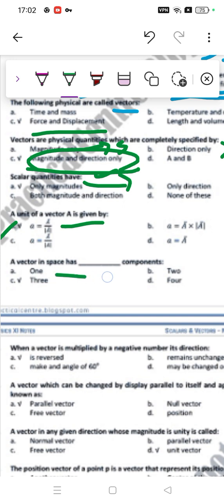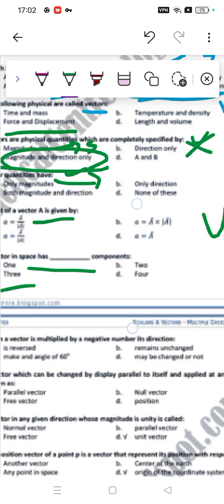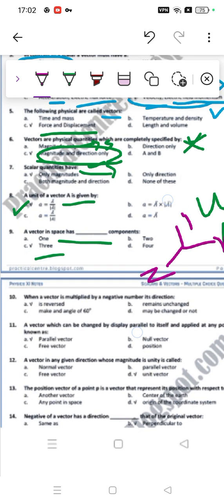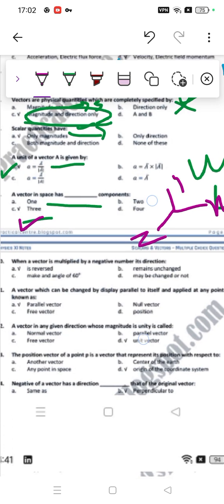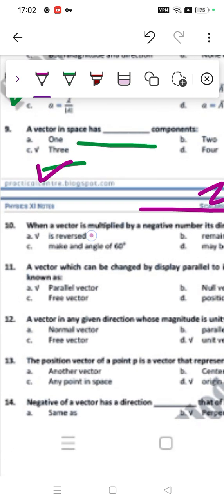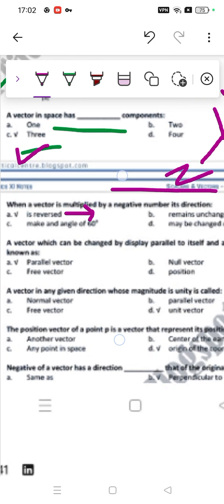A vector in space has dash components, so it has three components. How do we know that? This is the x axis, this is y, this is z, so three components in space. When a vector is multiplied by a negative number, its direction is reversed. This means the direction becomes opposite, whatever direction it was.